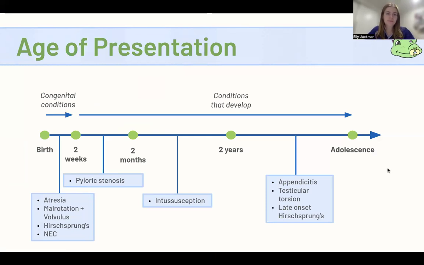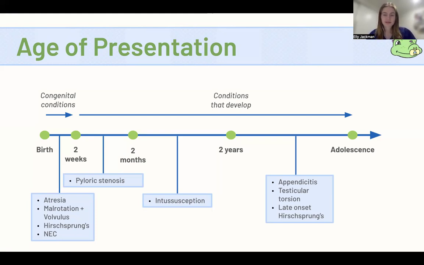So to start off with Ped Surg, we can find quite a few clinical clues from the age of presentation. For presentations between birth and 2 weeks, we'd be mainly thinking about congenital conditions, some examples of these are atresia, malrotation of volvulus, Hirschsprung's, or necrotizing enterocolitis. Between 2 weeks and 2 months is the characteristic age for pyloric stenosis. 2 months to 2 years is suggestive of intussusception, and then as we move further towards adolescence, we'd be thinking more things like appendicitis, maybe testicular torsion, potentially even late onset Hirschsprung's.